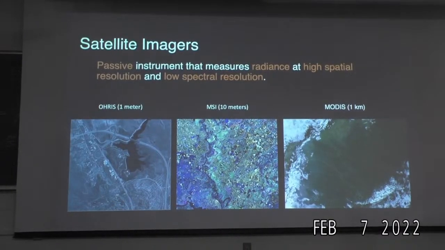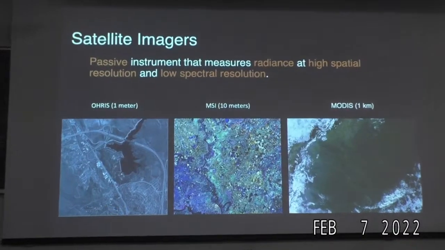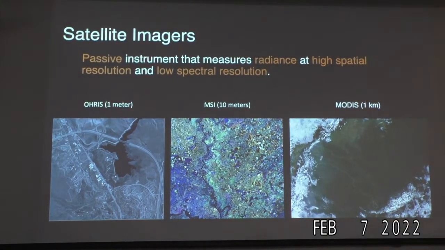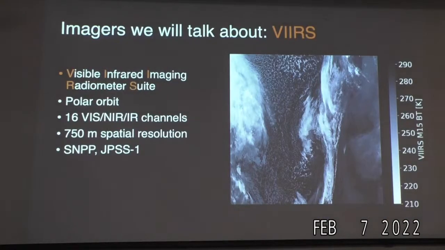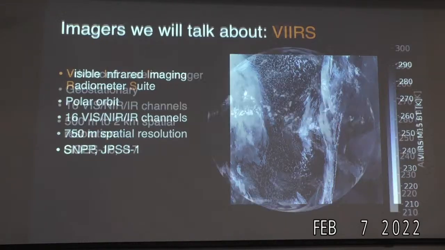Satellite imagers are passive instruments that measure radiance at high spatial resolution but low spectral resolution. This is in contrast to something like a hyperspectral sounder that has high spectral resolution but low spatial resolution. There's examples of 3 imagers here, but the first of 3 we're going to talk about is VIIRS, the Visible Infrared Imaging Radiometer Suite. So it's a polar orbiting imager, has 16 visible, near infrared and infrared channels. The channels we care about are the 750 meter spatial resolution. It's on Suomi NPP and JPSS supported satellites.